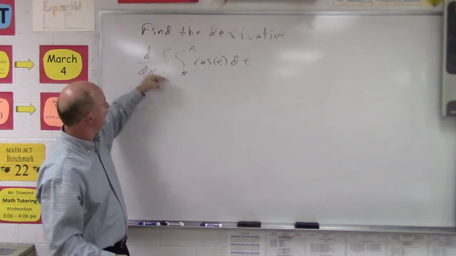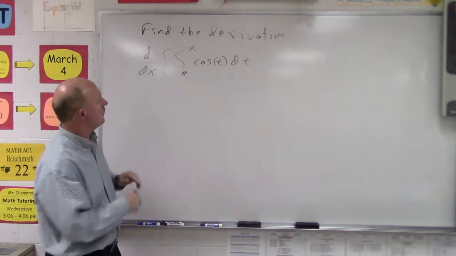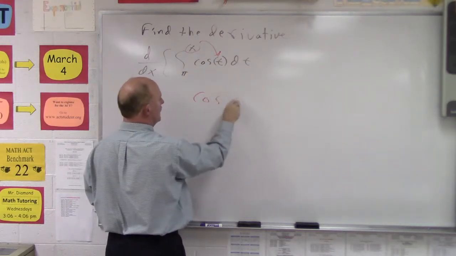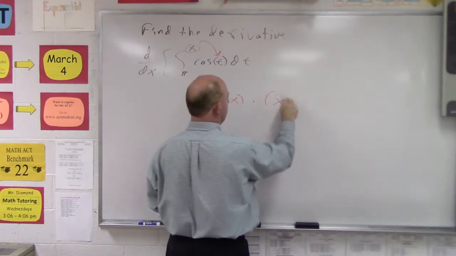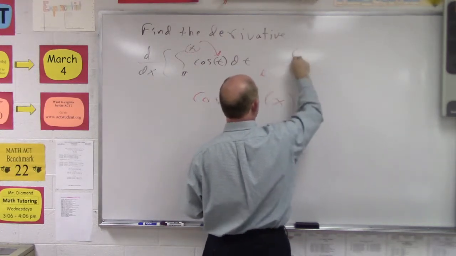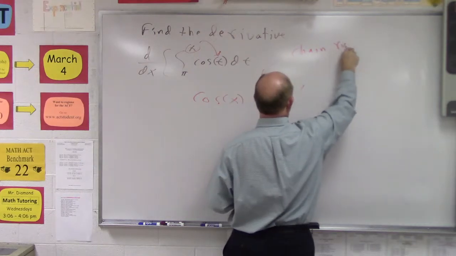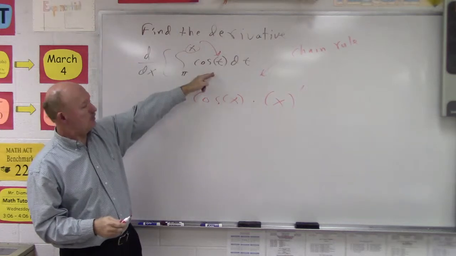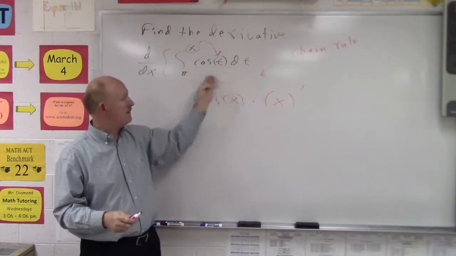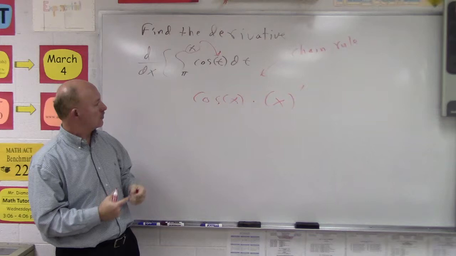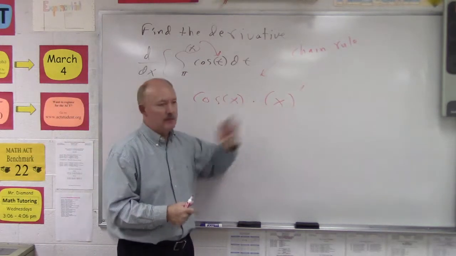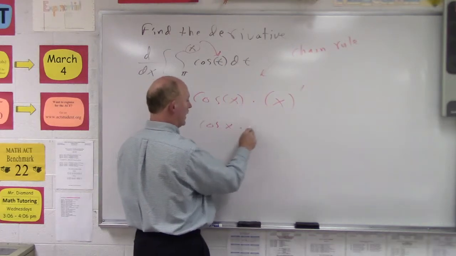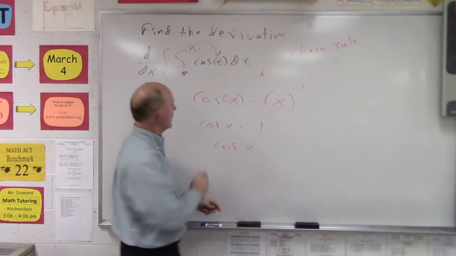So a fast way to find the derivative of this integral function is to substitute the upper bound in for t, so it'd be cosine of x times the derivative of x. This is the chain rule. Take your upper bound, substitute it into your function for t, or whatever variable you're integrating in terms of, times the derivative of the upper bound. Now the derivative of x is 1, so you have cosine x times 1, or cosine x.